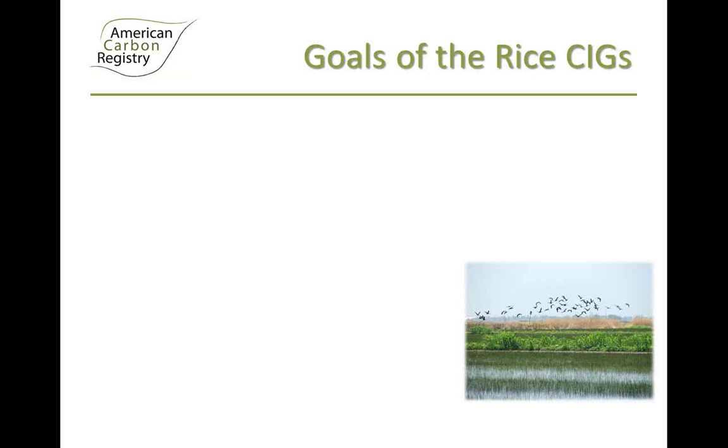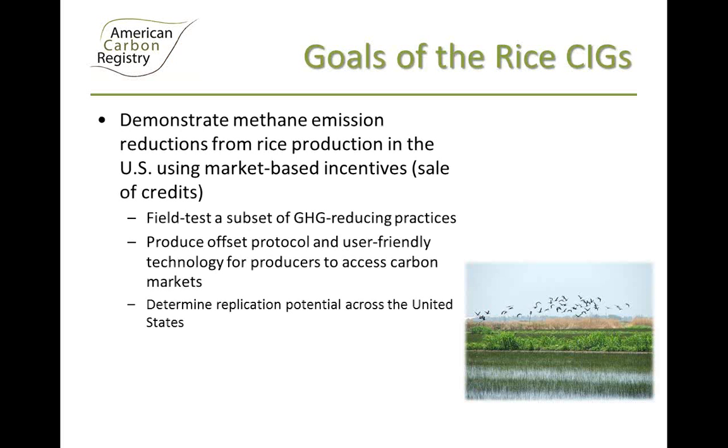And in 2011, this is the most recent one, there were 9 of these grants focused on greenhouse gas mitigation. So what's the goal of the CIG? The main thing for us, this specific one, is to demonstrate methane emission reductions from rice production in the U.S. and creating credits for that. And so we wanted to field test practices, produce an offset protocol, determine where it could be used throughout the United States, and create the first credits.